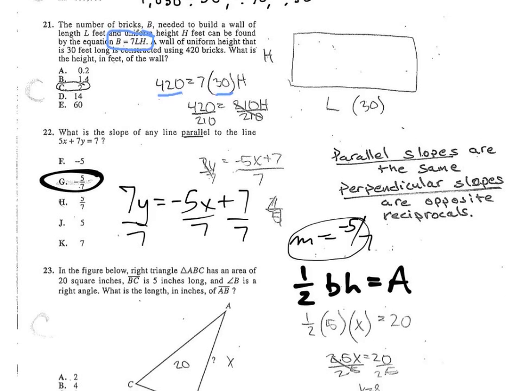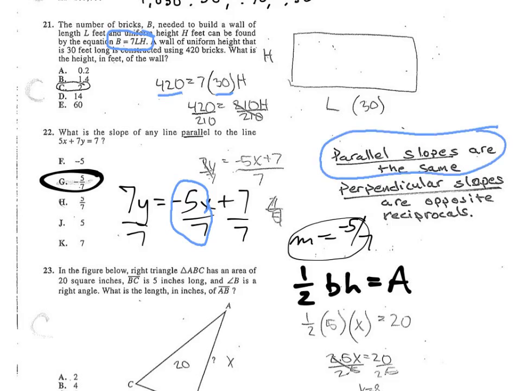And in problem 22, we're trying to find the slope of a line parallel to that equation. So if we solve that equation for y, we subtract the 5x over, then divide by 7. So now we have y by itself, and that slope is what's in front of the x, which is negative 5 over 7. Parallel lines have the same slope, so negative 5 over 7 would be a slope that is parallel.